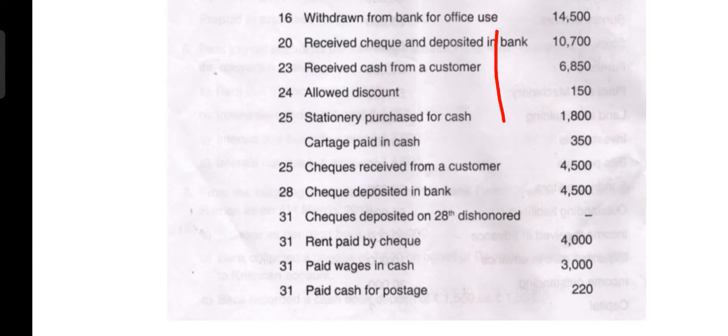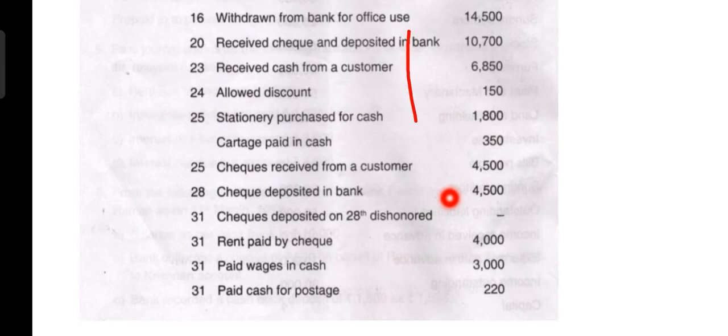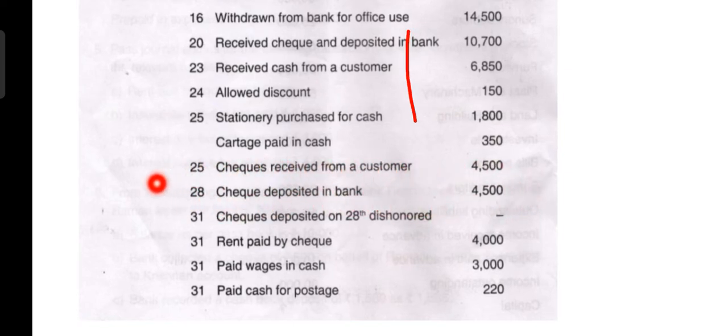Now the next transaction, this is happening on 28th. Cash deposited into the bank rupees 4,500. Check received from customer, stationery allowed discount. Now 28th, check deposited in bank 4,500. Okay, on 25th, one more transaction is taking place, that is check received from customer 4,500 and check deposited to the bank on 28th.